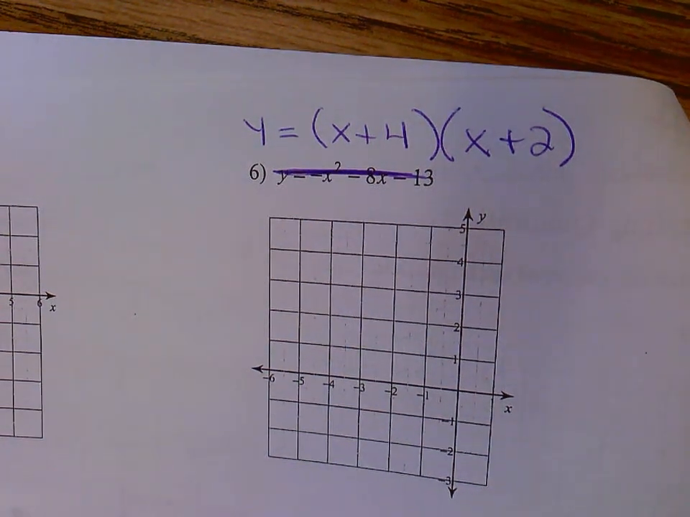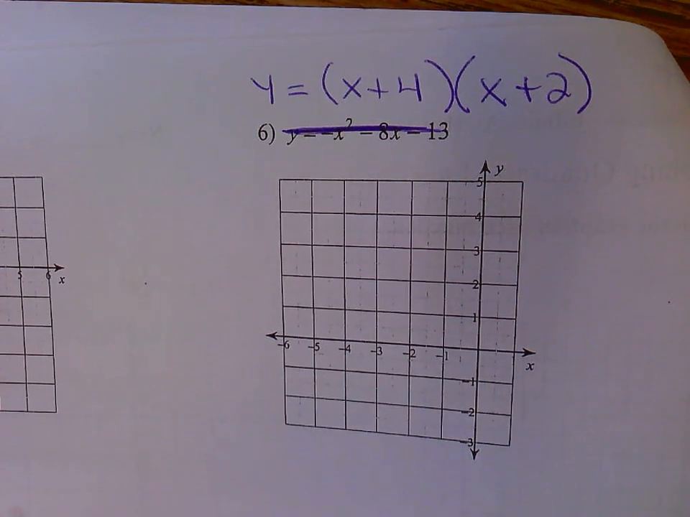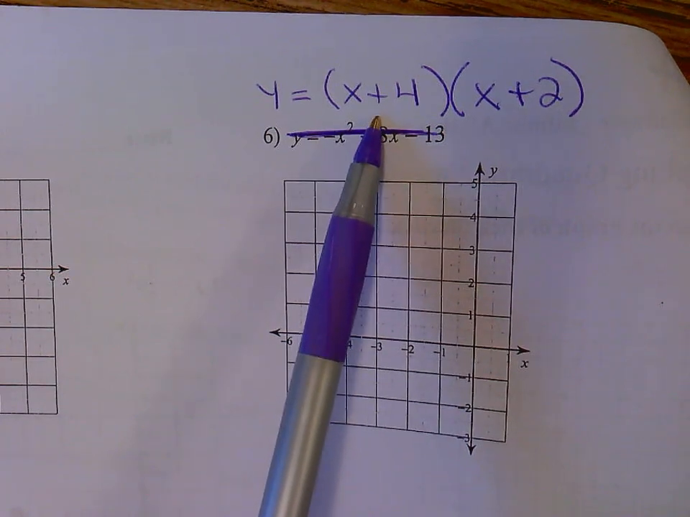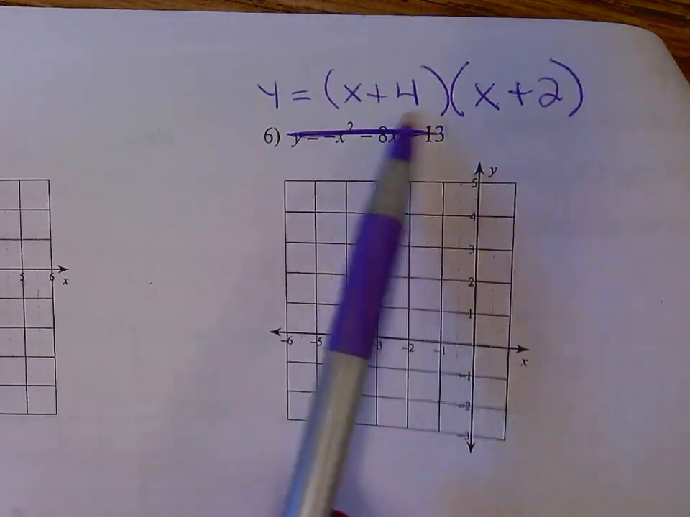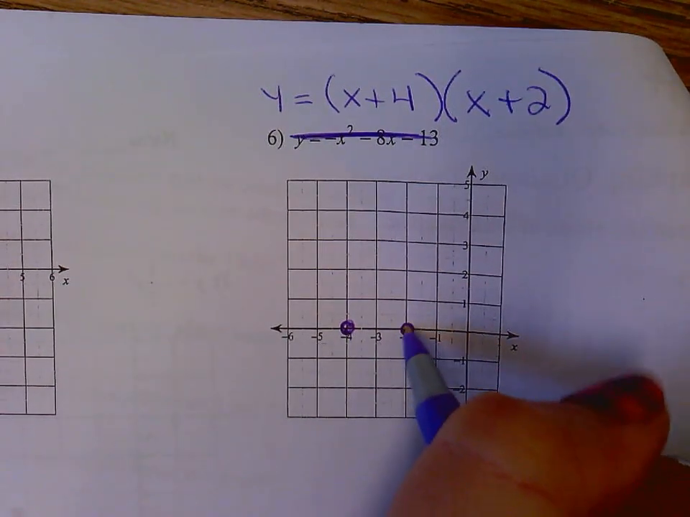So what do I do when it's in intercept form? I plot my intercepts, whatever makes it 0, right? Just like we've been doing with factors. So -4 and -2 are going to be my x-intercepts. So I plot -4 and I plot -2.